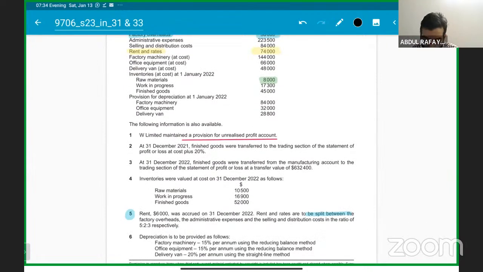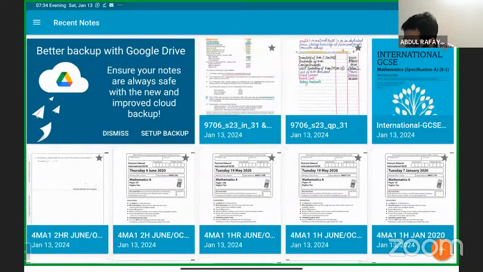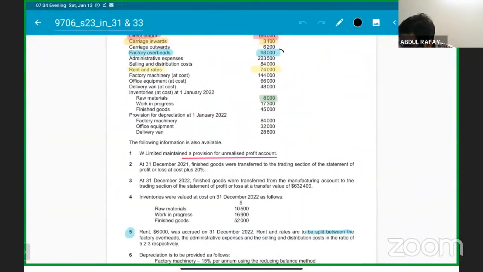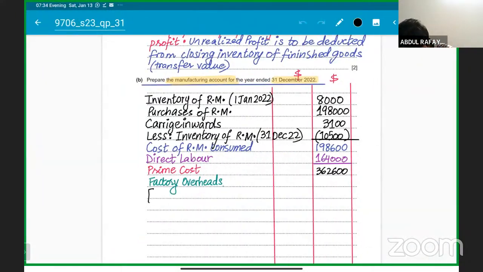So we'll do 74,000 plus 6,000. Okay. Everyone with me? Following? So let's do it here. We already know factory overheads are 98,000. Are you guys here with me? Let's do it here. 98,000 are the factory overheads, plus this is there. Then we also have the rent, that is 74,000 plus 6,000 you have to add.